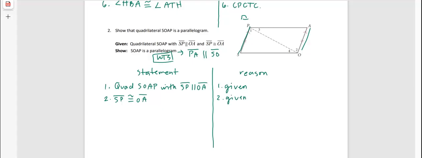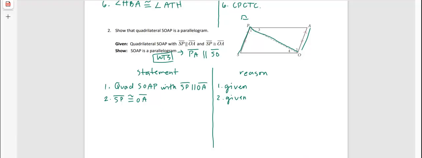So at this point, I don't have a lot to go on. I have this diagonal segment here, segment PO, and I do think I want to get some triangles congruent, but I can't use side, side, side like I did up above. The reason why I can't do that is because I don't have any sort of special quadrilateral right now, so I cannot definitively say that PA and SO are congruent. They look congruent, but it doesn't mean that they are.